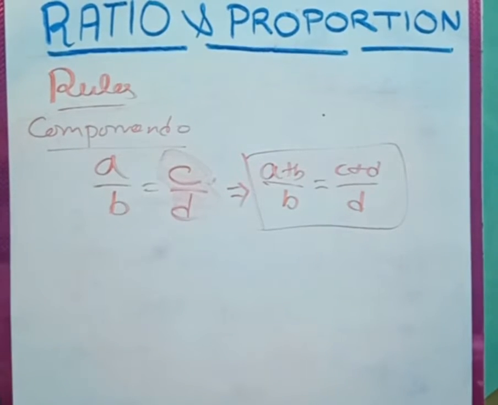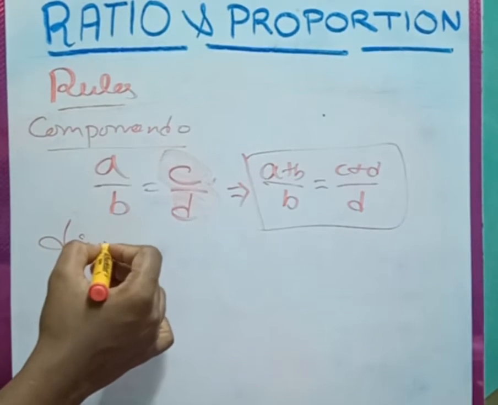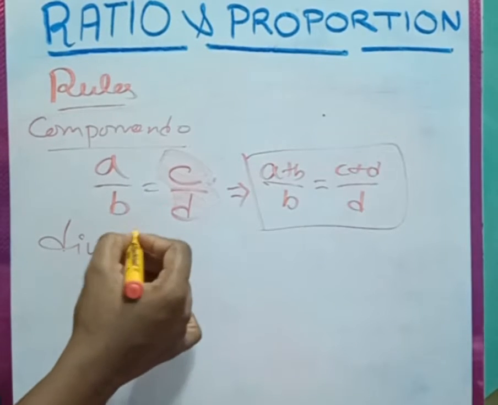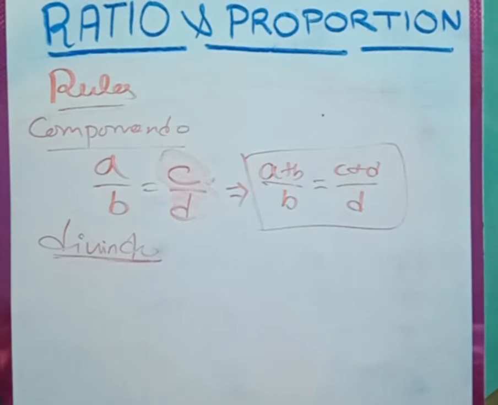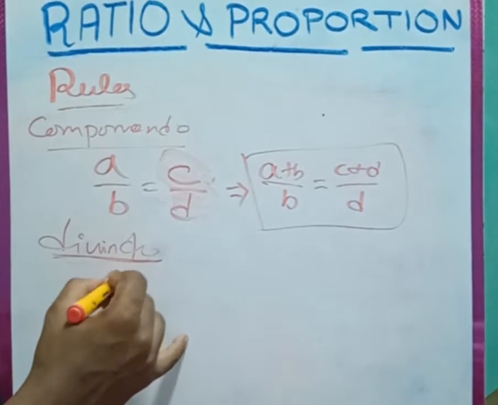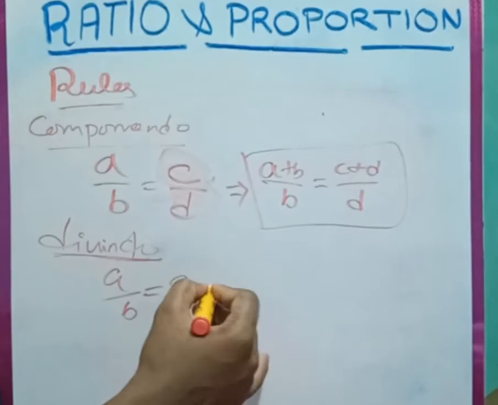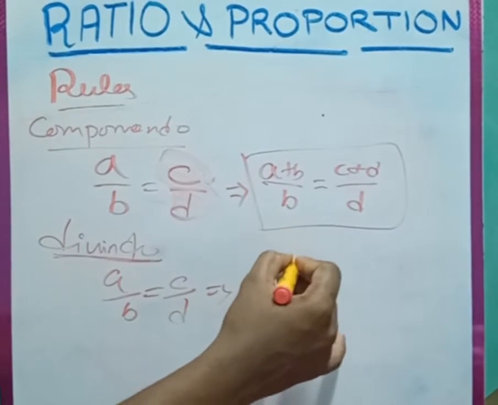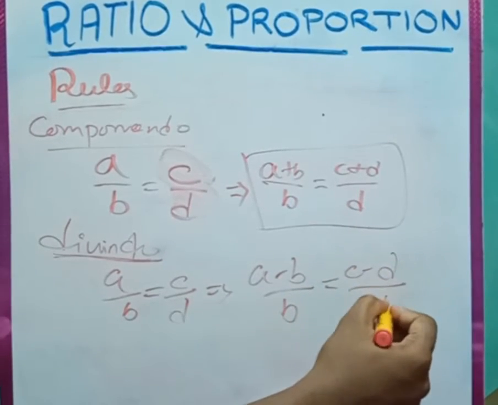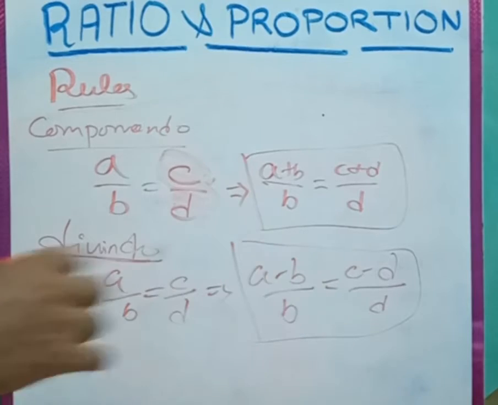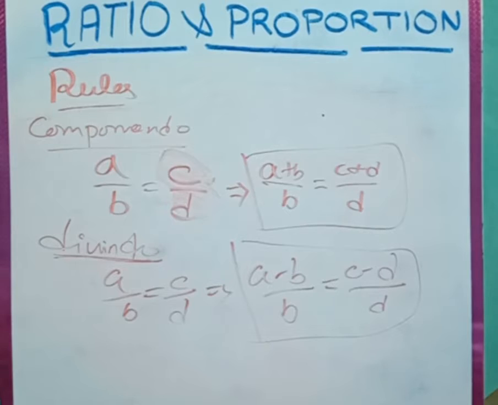Similarly, we have one more rule called dividendo. You don't need to remember these names, guys. Nobody is going to ask in the examination what the componendo rule and dividendo rule are. Just remember what this is. In the dividendo rule, it says if you have an expression a by b equals c by d, you write a minus b divided by b equals c minus d divided by d. Just opposite to the componendo rule, guys. In the componendo rule we use the addition sign. In the dividendo rule we write the subtraction sign. That's it. Not a big difference, guys.